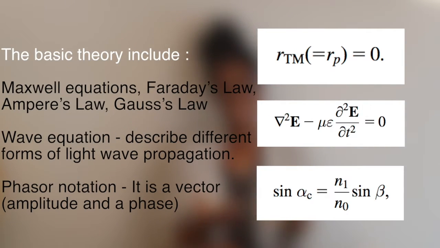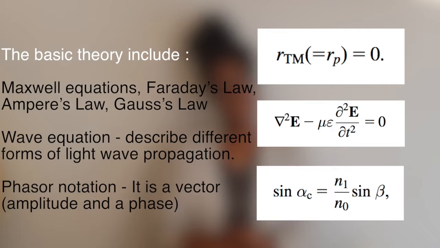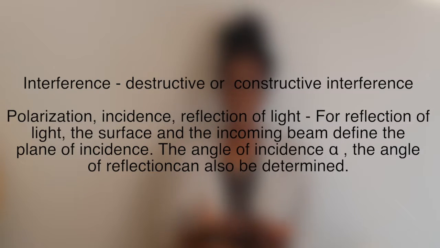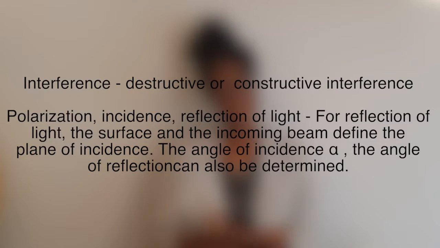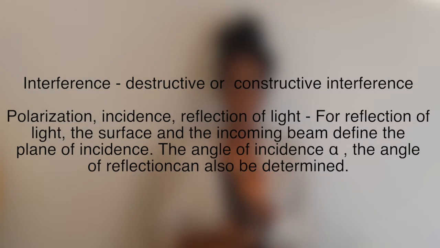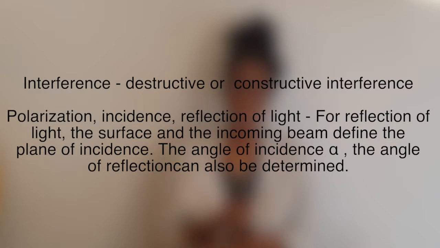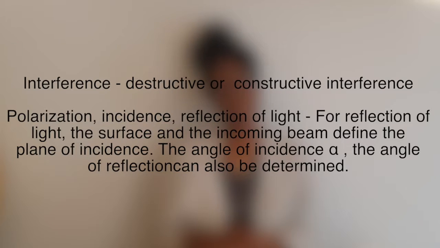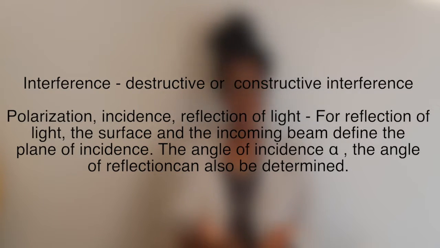From there, the phasor notation can also be determined, which determines the amplitude and the phase of the propagating light. There's also interference, polarization, incidence, and the reflection of light that can be determined to understand this basic theory. Interference is categorized as either destructive or constructive, and it determines the magnitude and phase of the summation of two different waves.